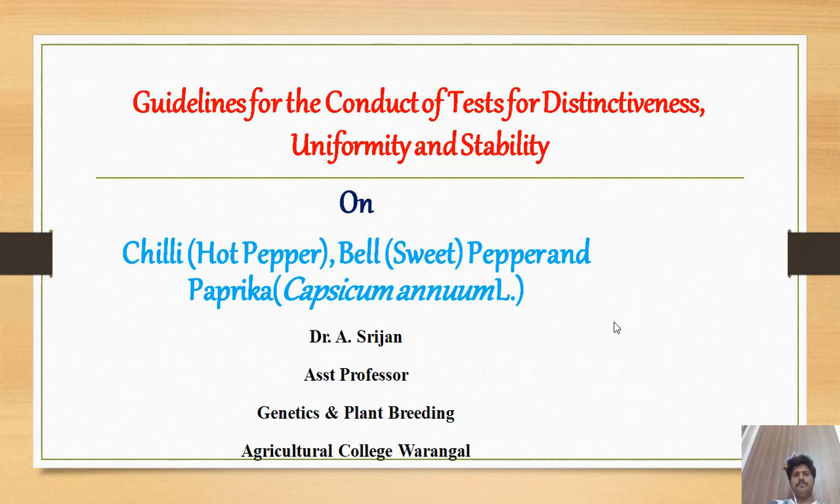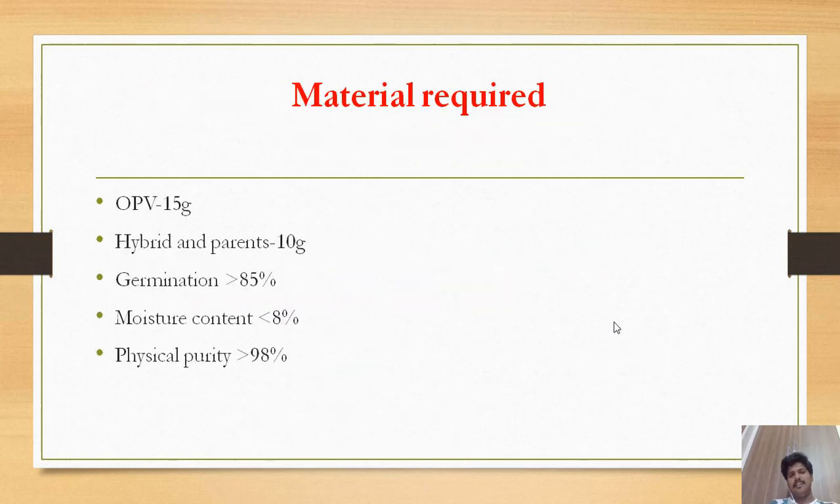Today we are going to learn about the DUS testing in case of chilies. There are a lot of types of chili: hot pepper, sweet pepper, which is also called bell pepper, and paprika, which is very famous these days, and nothing but green chili and all. So today let's learn about this DUS testing phenomenon, especially in connection with chilies.